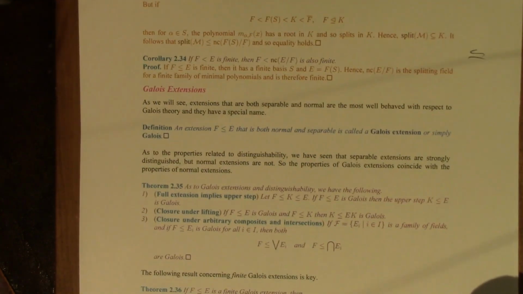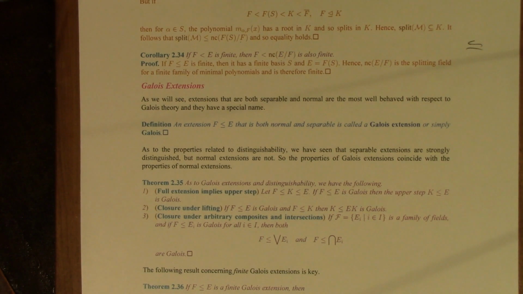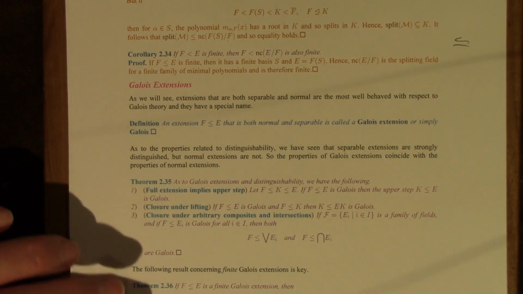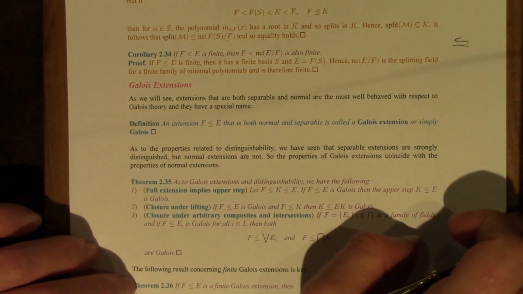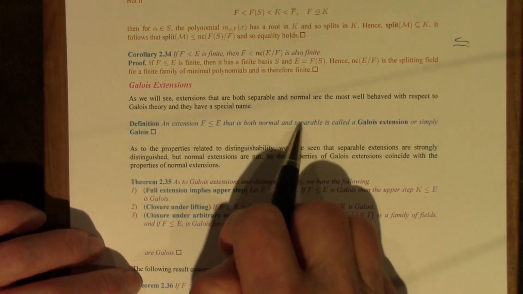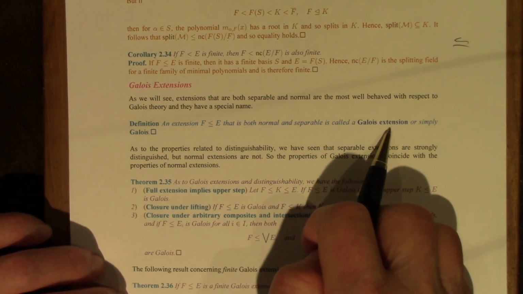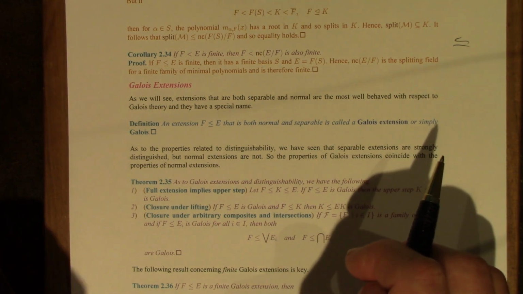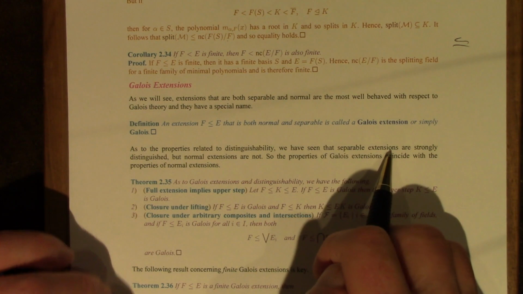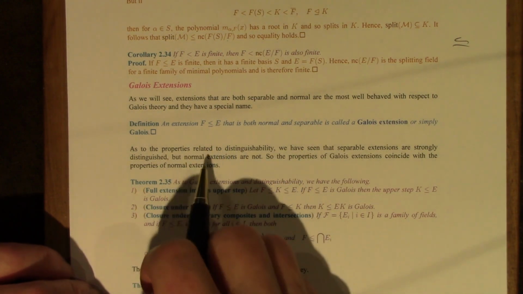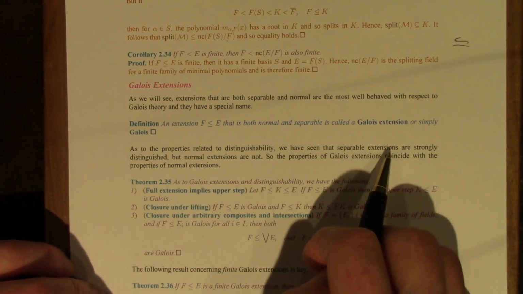The last item of business for this chapter is actually another class of field extensions, but we already know pretty much everything we need to know about it. An extension FE that is both normal and separable is called a Galois extension. As to the distinguishability properties, well, separable extensions are strongly distinguished. They have all the properties. And they're closed under intersection, too.